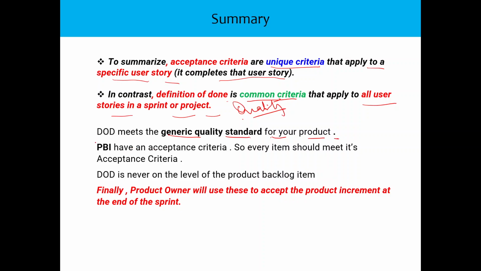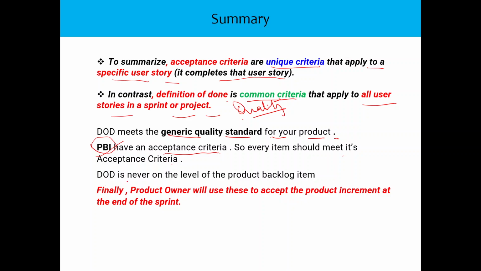A PBI, product backlog item, has acceptance criteria. PBI means, in the first slide which I showed you, which has the product backlog, every item in the product backlog is called a PBI. So user stories are also part of PBIs, correct? So it has acceptance criteria. For every PBI we have acceptance criteria, so every item should meet its acceptance criteria.